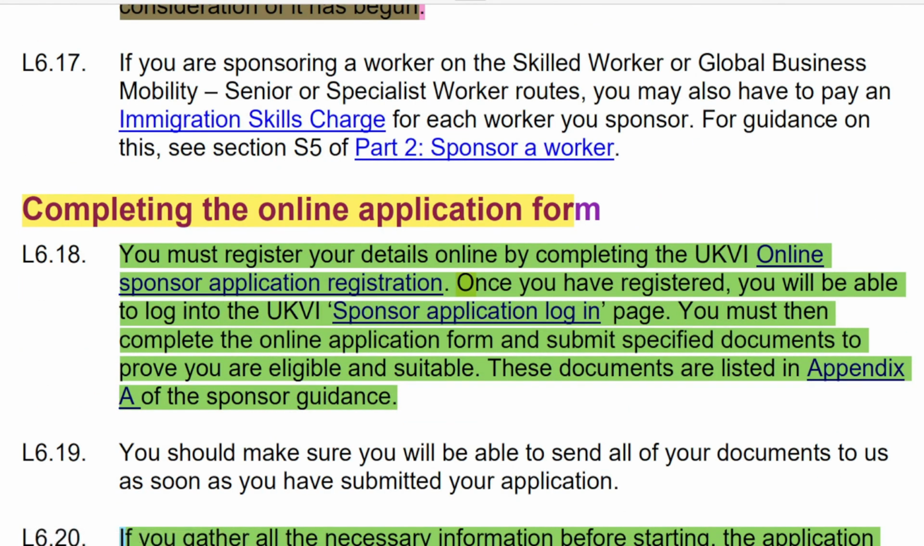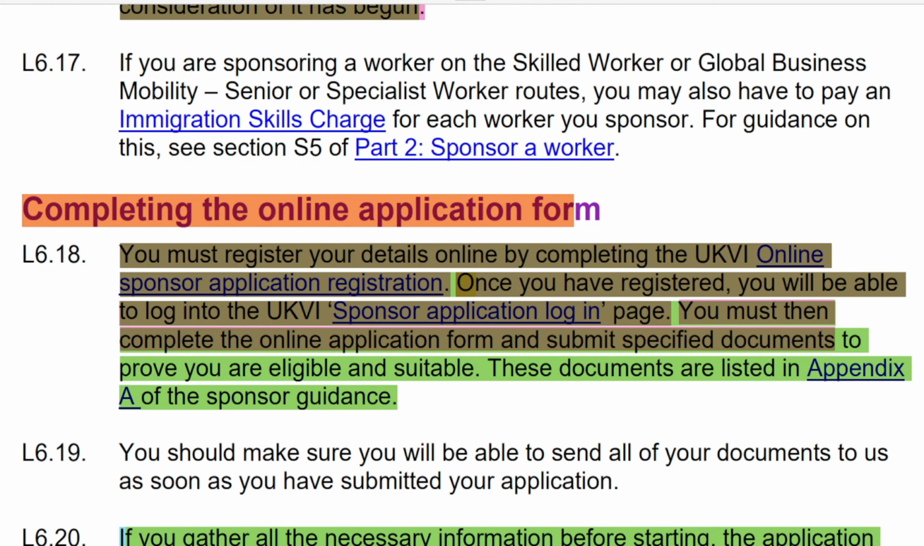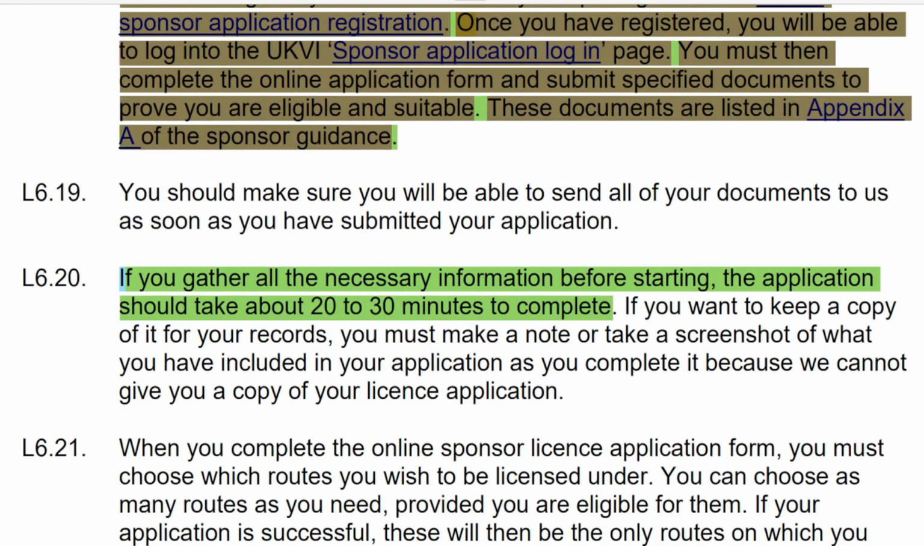Now let's discuss completing the online application form. You must register your details online by completing the UKVI online sponsorship application registration. Once you have registered, you will be logged into the UKVI sponsor application page. You must then complete the online application form and submit the specified documents to prove you are eligible and suitable. These documents are listed in Appendix A of the sponsor guidance. If you gather all the necessary information before starting the application, it should take between 20 to 30 minutes to complete.